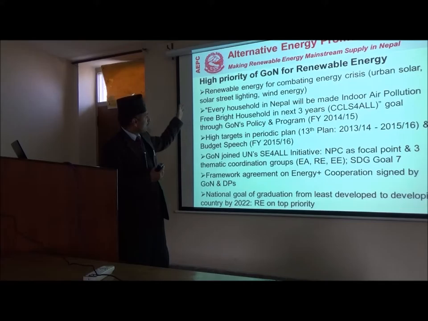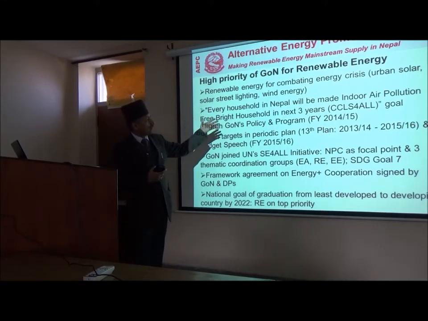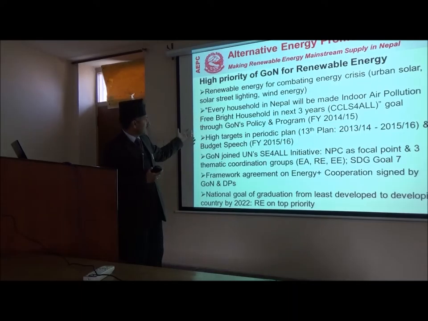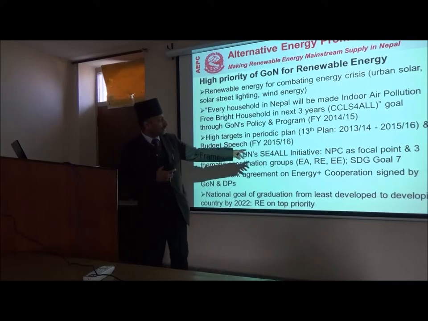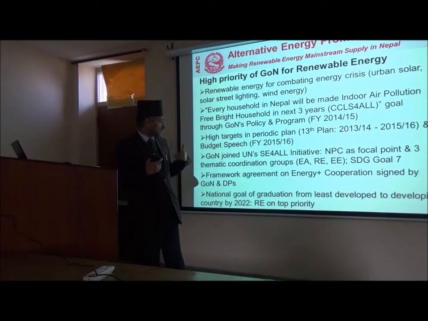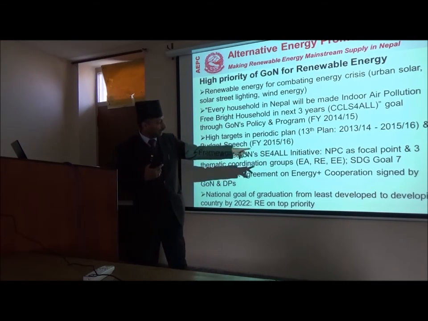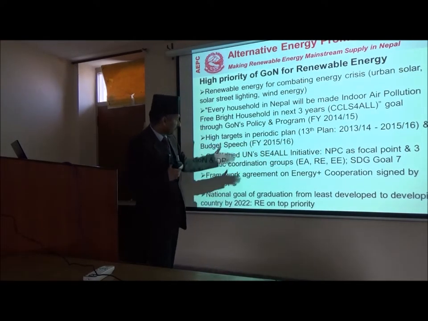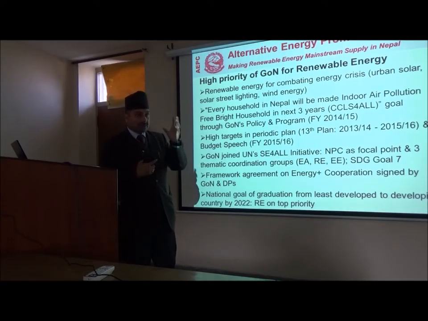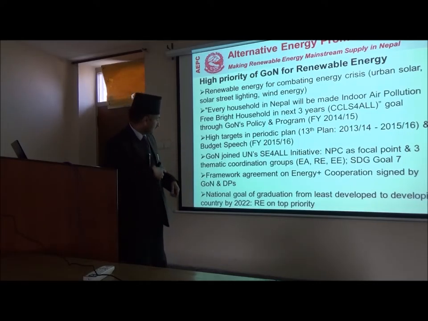Government priorities are also very high. During the energy crisis, the target was that every household in Nepal will be made indoor air pollution free, with clean cooking and lighting solutions, very high targets in the periodic plan. The Nepal government has joined the Sustainable Energy for All initiative, so we are responsible for energy access. There are three thematic areas: energy access, renewable energy, and energy efficiency. We are linked with Sustainable Development Goal number 7. We've signed a framework agreement for Energy Plus.